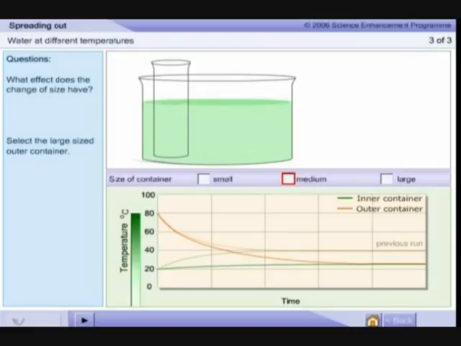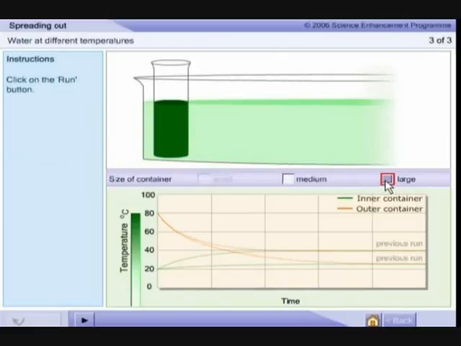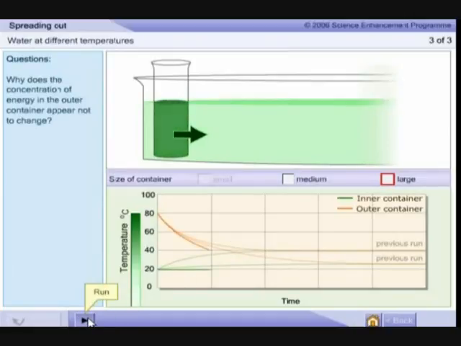Now, the task I set you, the extension task, was what would happen if you had a very, very large outer beaker of water, like this one. Look, it's so big, it's gone off the edge of the page. Now, I'm going to just press run here, and we'll see how we go. Look at that. Look, that's important.